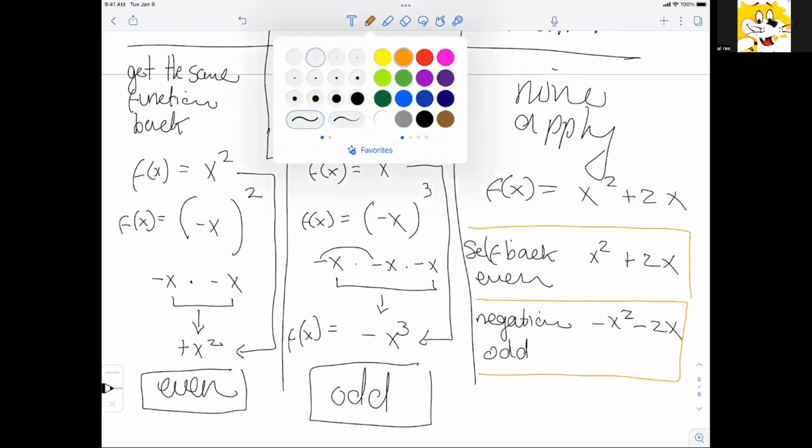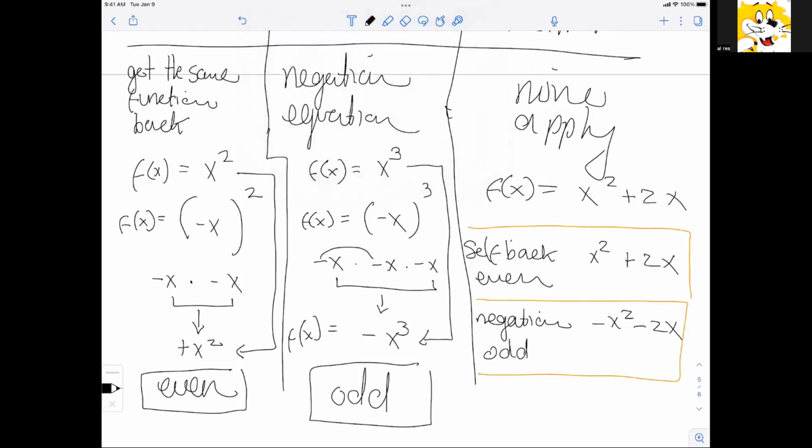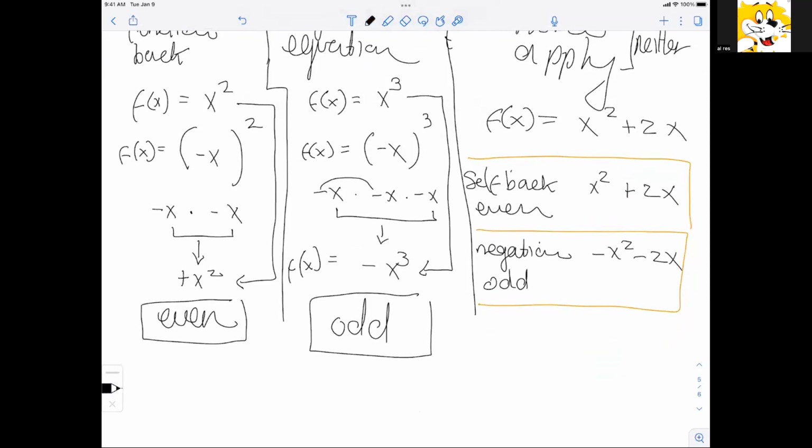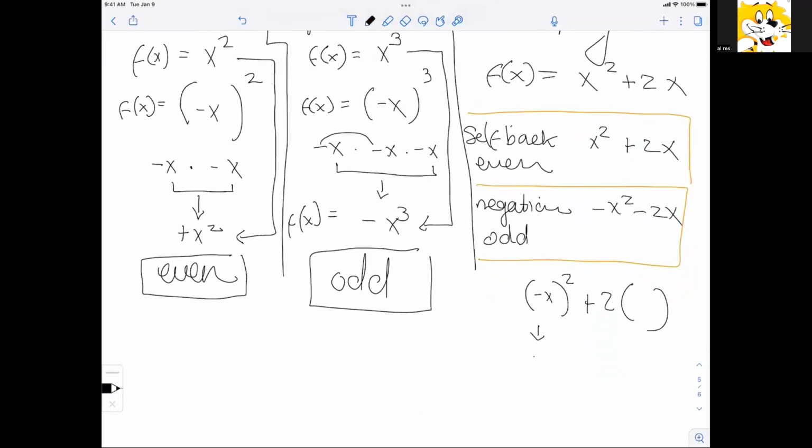If I don't get either of these two, then none of these apply. That means I'm neither. So let's see which one it is. I'm going to replace x with negative x. So then I'm going to get x squared. And then here, I'm going to get negative x, so I'm going to get negative 2x.